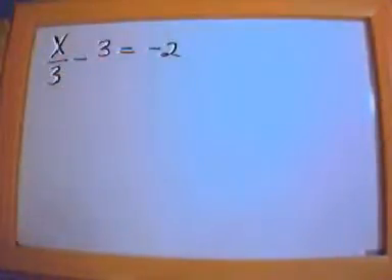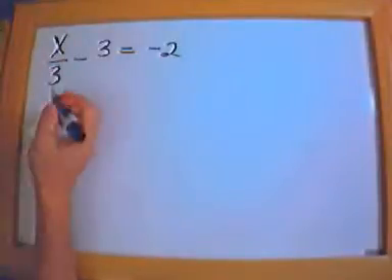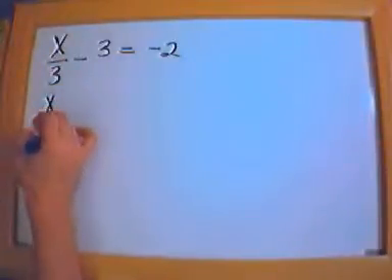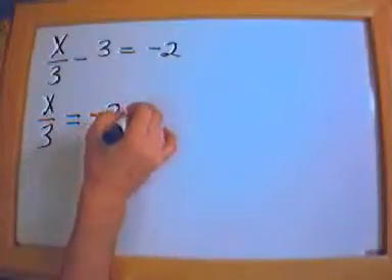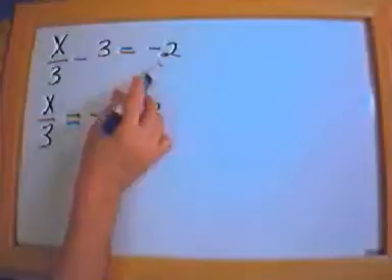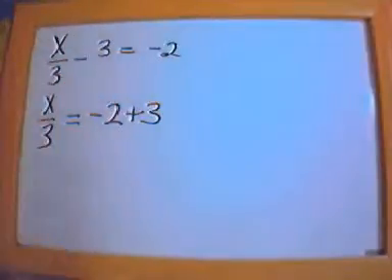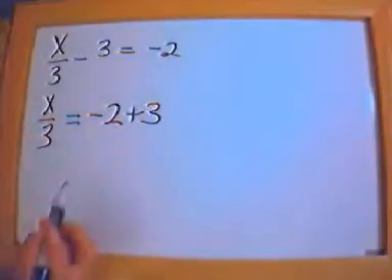How do I do that? I've got to do the opposite. The opposite of subtraction is addition. So I add 3 to both sides. That's going to leave me with x over 3 on the left equals minus 2 plus 3. I added 3 to both sides. It made the 3 disappear over here because minus 3 plus 3 is 0. And I'm left with the minus 2 plus 3 over here.